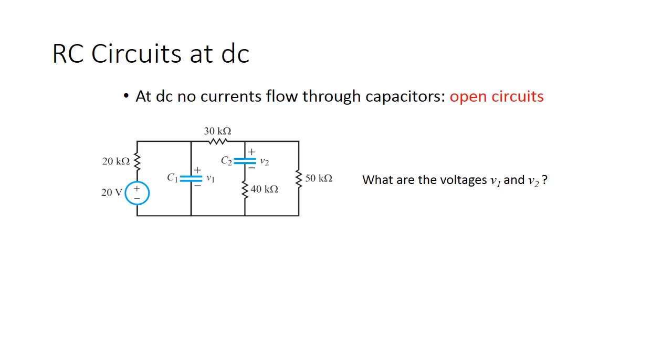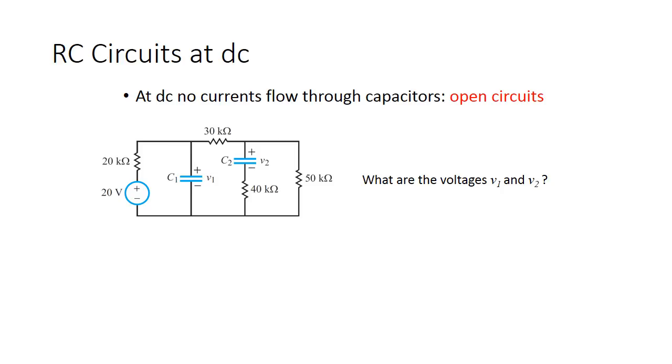So here we have RC circuits, or resistor-capacitor circuits, at DC. This is an interesting note: at DC, no current flows through the capacitors, so we presume they're open circuits. If we look at this circuit drawn here, and consider it after a large amount of time, say after 10 hours of the circuit being on, we determine what happens. If it's DC and it's been on for a long period of time, capacitor 1 and capacitor 2 are going to be open circuits.